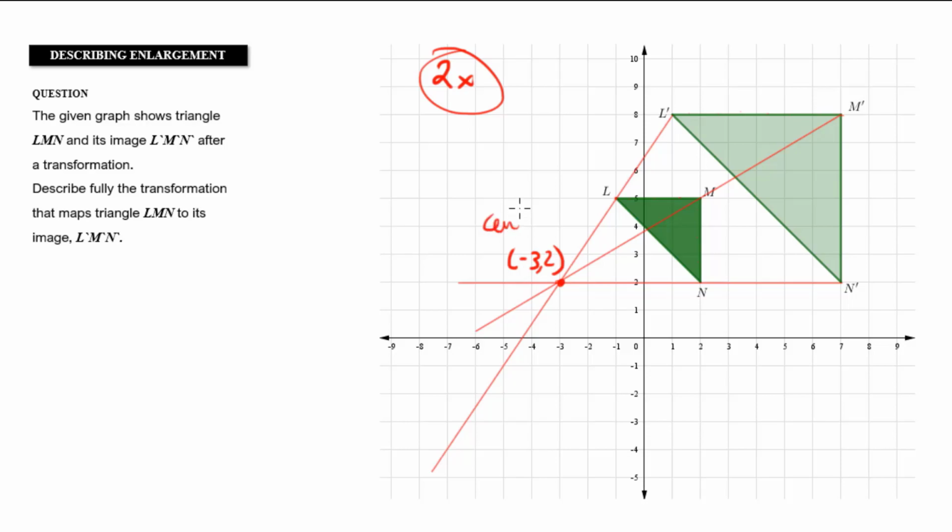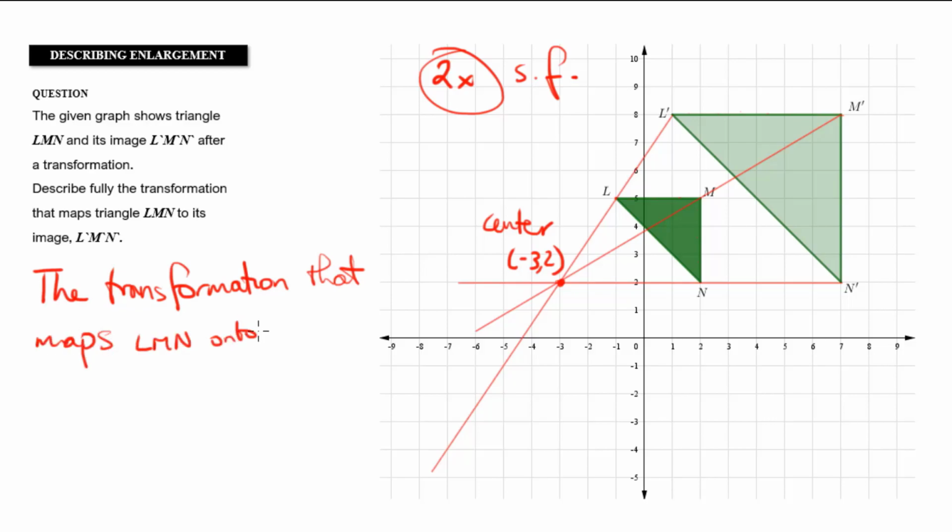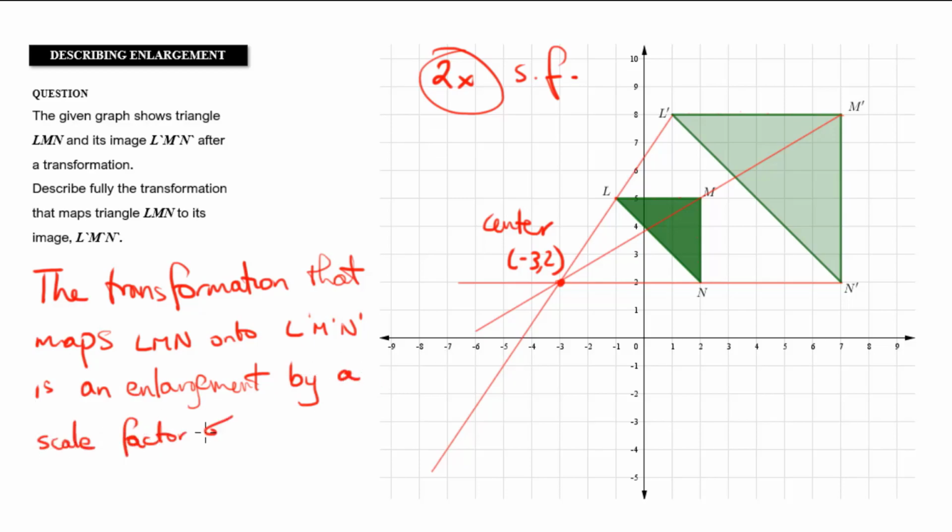So this is going to be my center, and this is my scale factor. So I could write that the transformation that maps element onto element prime is an enlargement by a scale factor of 2 about the point -3, 2.